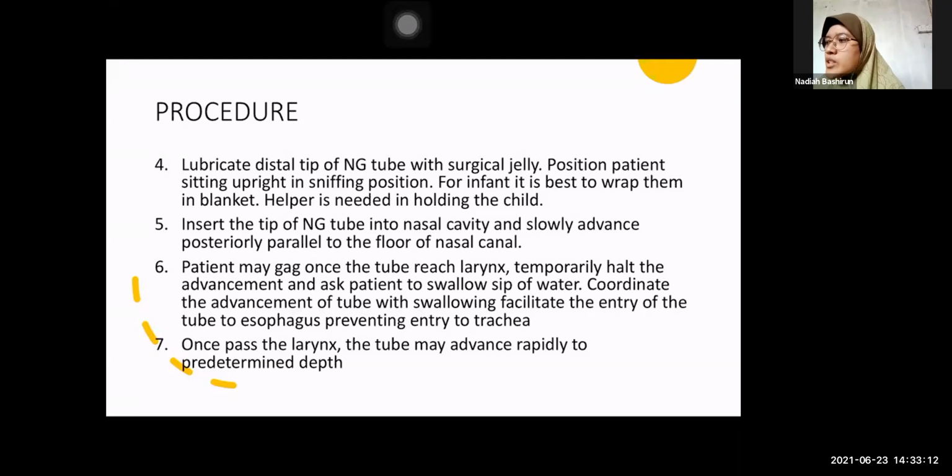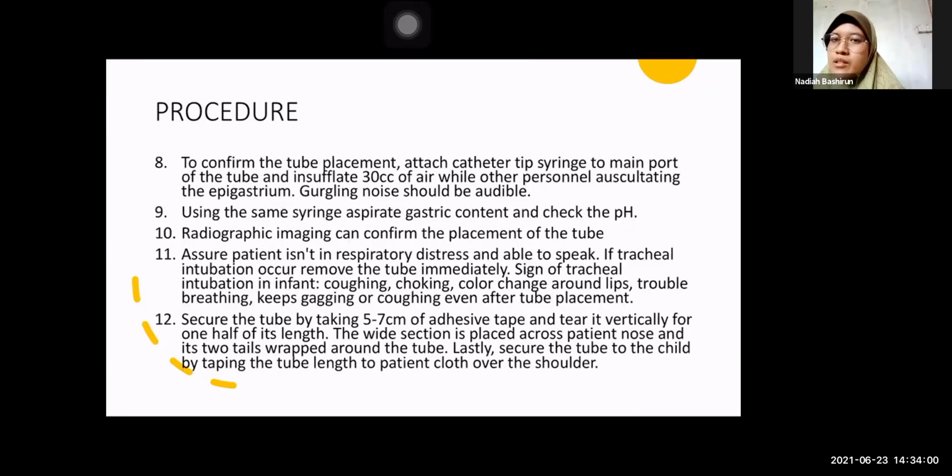And then once the tube reaches the larynx, the patient may have a gag reflex. So we temporarily halt the advancement and ask the patient to swallow a sip of water in all the children. Then we coordinate the advancement of the tube with the swallowing, to facilitate entry of the tube into the esophagus and prevent entry into the trachea. For the younger children, we can give a pacifier to facilitate the swallow reflex. And then once the tube passes the larynx, we just advance the tube slowly to the predetermined depth of the measurement. Okay. And next slide.